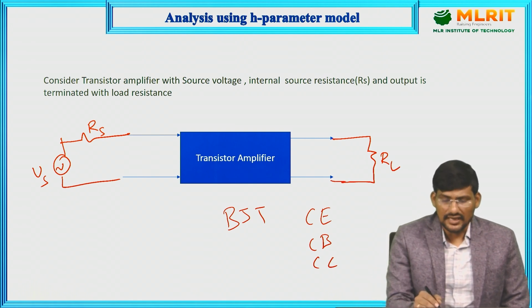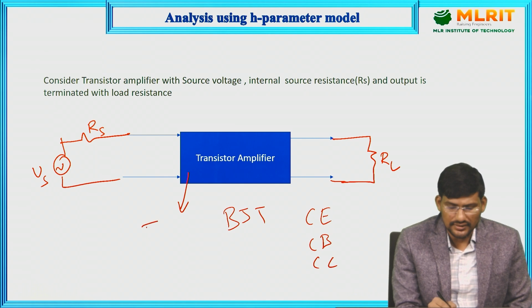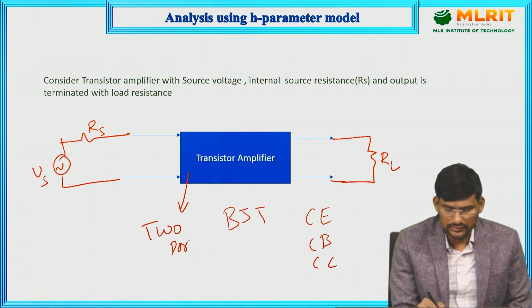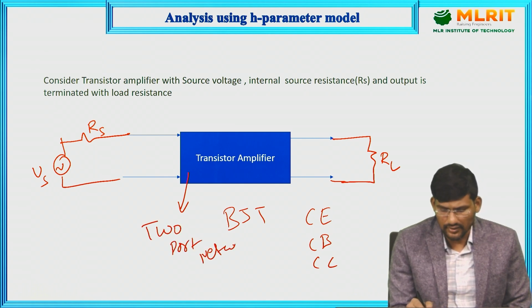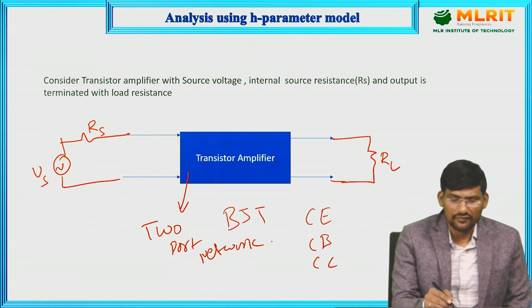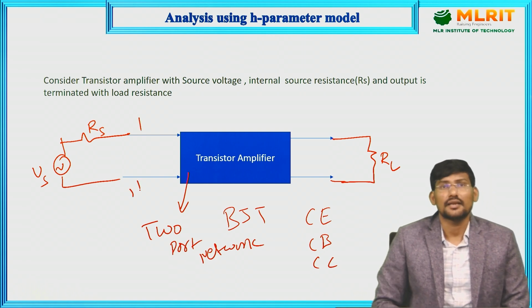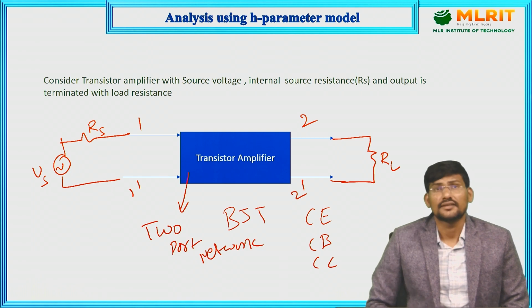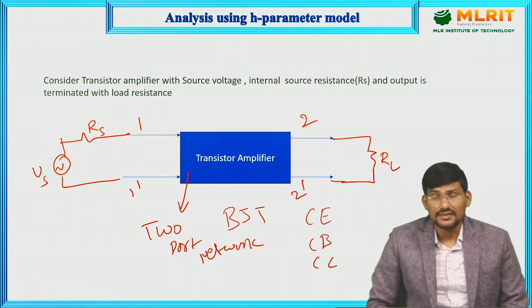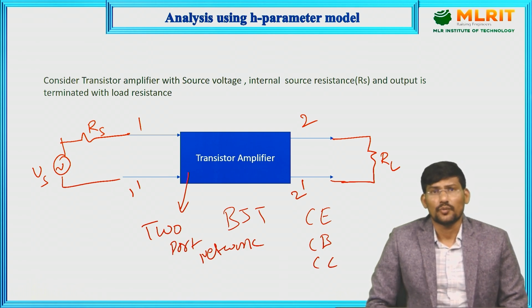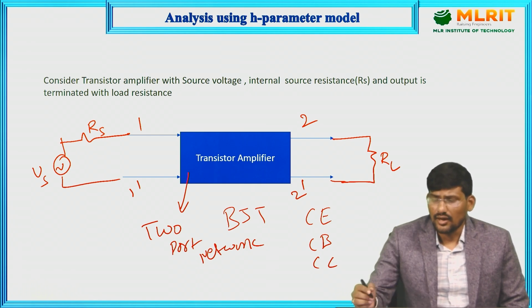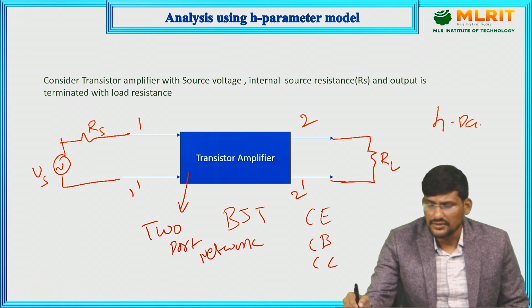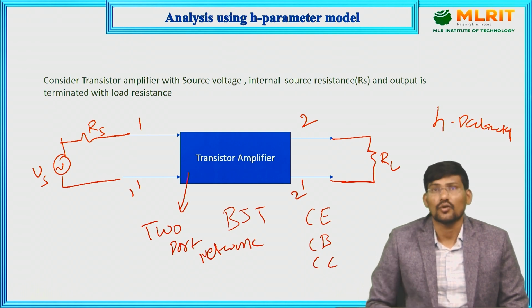Now this transistor amplifier is considered as a two-port network. A port is nothing but a pair of terminals at which a signal may enter or leave the network. If it consists of two ports, then it is called a two-port network. A transistor can be modeled as a two-port network, and there are 6 different parameters possible for a two-port network, as we discussed earlier. Now we will discuss H parameters, the H parameter model of a transistor.